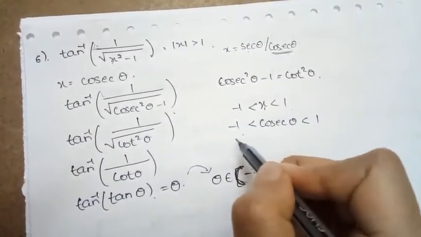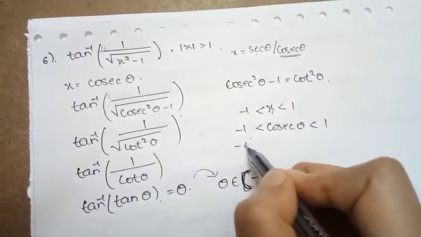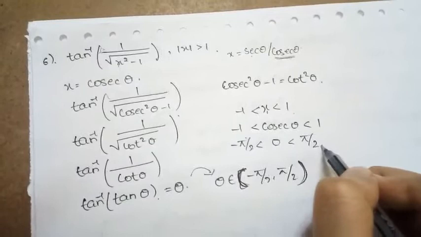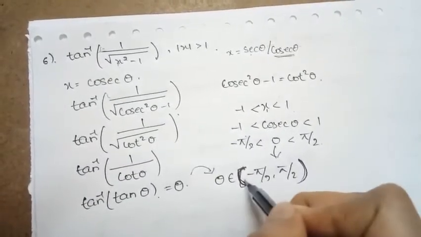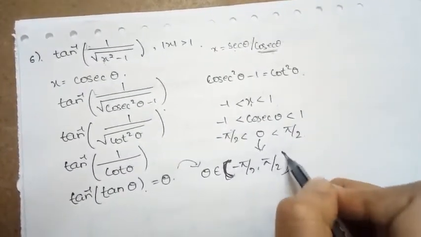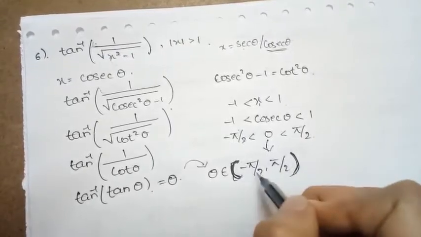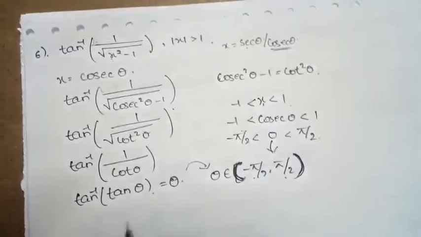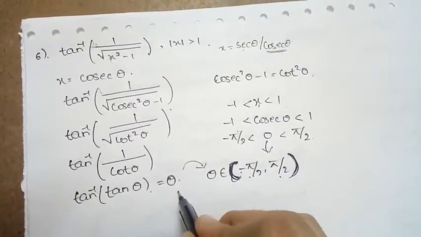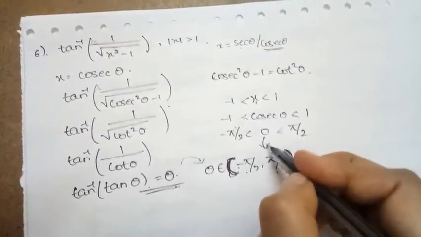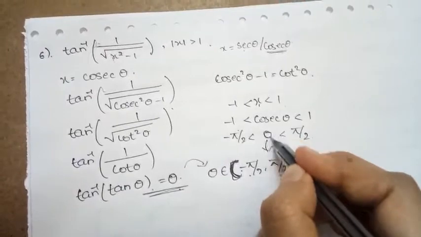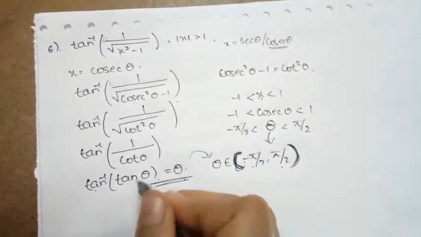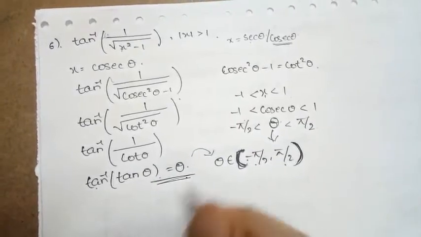If I take cosecant inverse, it is minus pi by 2 less than theta less than pi by 2. So it clearly implies theta belongs to the open interval minus pi by 2 to pi by 2, not equal to the endpoints. So this is valid. Since theta belongs within the required interval, we can write tan inverse of tan theta is equal to theta.